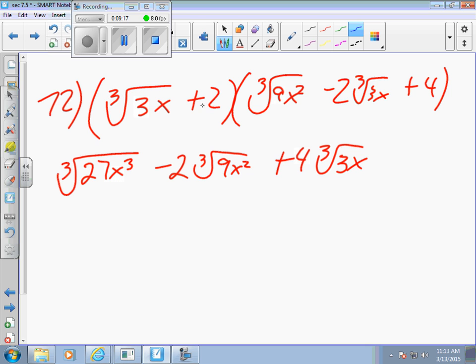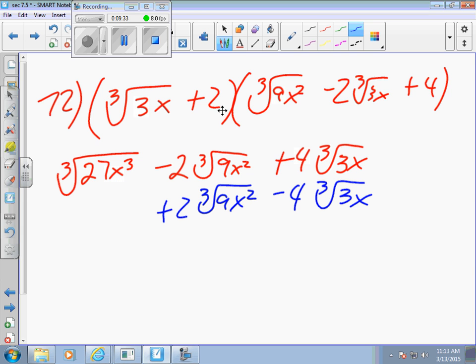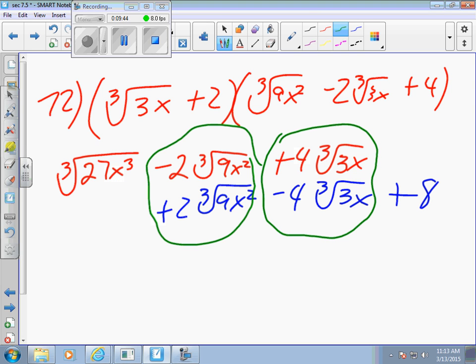Now I'm going to multiply the 2 times all 3 of them, but I'm going to use a different color. 2 times this gives me positive 2 cube roots of 9x squared. 2 times negative 2 gives me negative 4 cube roots of 3x. And 2 times 4 gives me 8. Let's take a look at these two terms. Since they're opposites, they'll go away. These two, since they're opposites, they will go away. And my answer would be the cube root of 27 is 3. Cube root of x cubed is x, and 8 comes over.